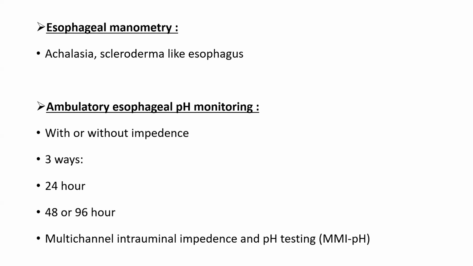And next is combined multichannel intraluminal impedance and pH testing. It utilizes a 24-hour transnasal catheter. Impedance testing identifies mild acid reflux that pH monitoring may not diagnose when used alone. And ambulatory esophageal reflux monitoring is the only available test that detects pathological acid exposure, like frequency of reflux episodes, and correlation of symptoms with reflux episodes.